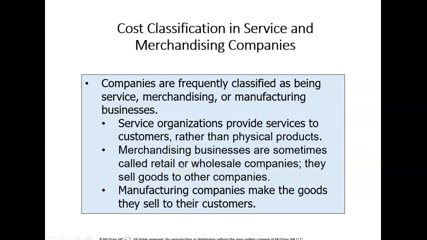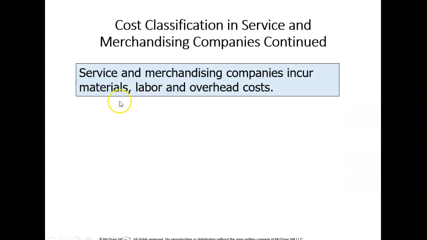Merchandising business, or sometimes called retail. Companies such as Walmart would be a retail or merchandising business. If you're a wholesale company, that typically means that you're actually making the products. So companies like General Motors and Ford would be considered wholesale companies. They sell goods to other companies. So manufacturing companies make the goods that are sold to their customers. Okay.